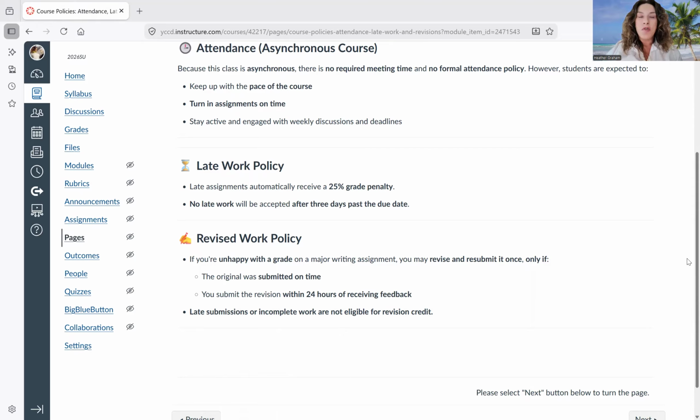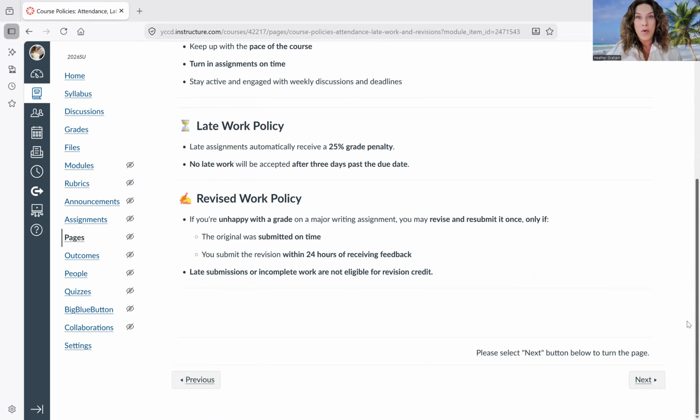You do have 24 hours to use my feedback in the grading rubric to make improvements and resubmit the work. Late submissions do not receive the privilege of being able to be revised, and if it is submitted incomplete, then it's also non-eligible for revision.